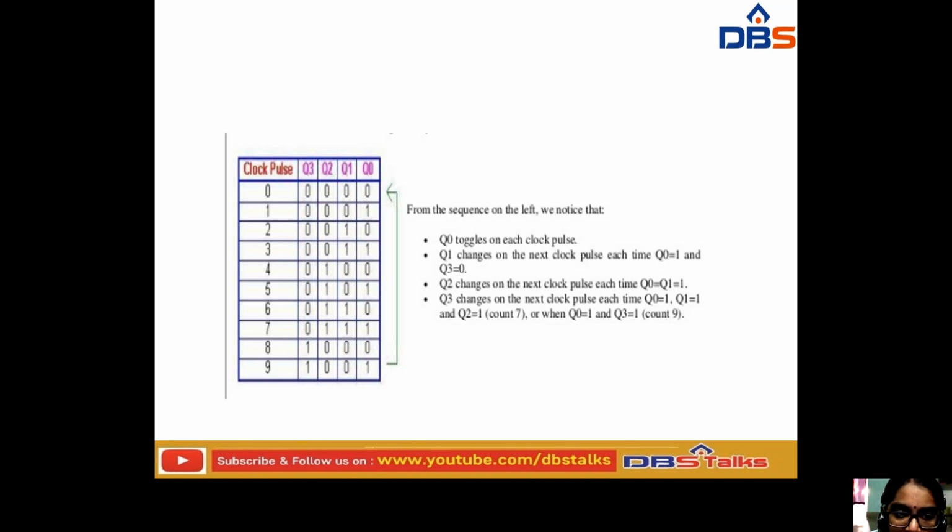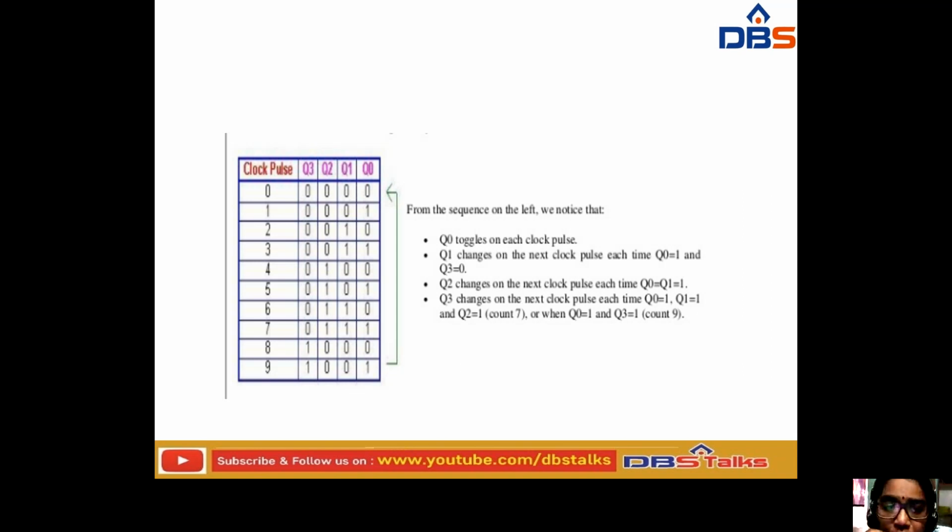So based upon these binary values that we are getting here, the values of Q0, Q1, Q2, Q3 will be changed. From this sequence, from left to right, we can notice that Q0 toggles on each clock pulse, and Q1 changes on the next clock pulse. Each time it is going to set the Q0 value to 1, and the value of Q3 to 0.